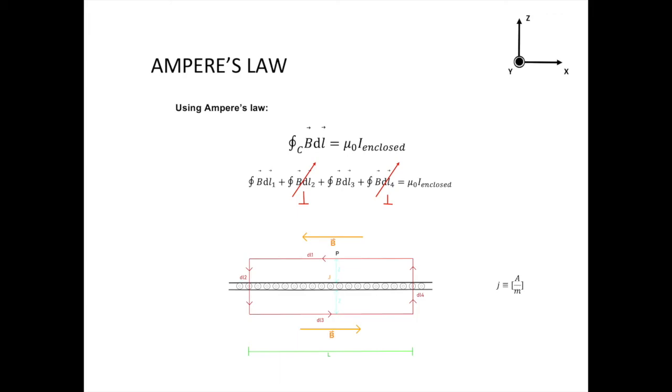There are some simplifications, as dl and the magnetic field are perpendicular for segments 2 and 4. For both cases, the scalar product is equal to 0, since the angle that B and dl form is equal to 90. So the cosine of 90 is 0. That means that now we're left only with 2 terms to solve. We have the integration of B dl over the top segment and B dl over the bottom segment.